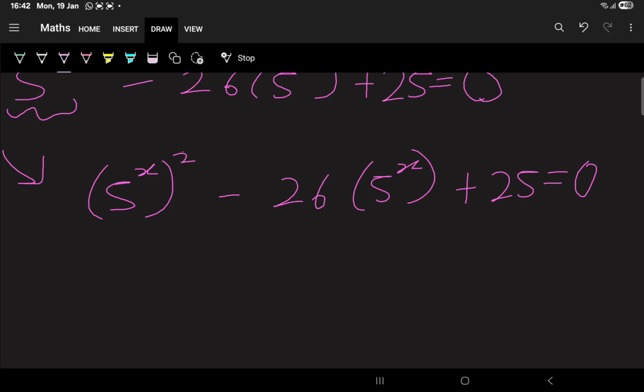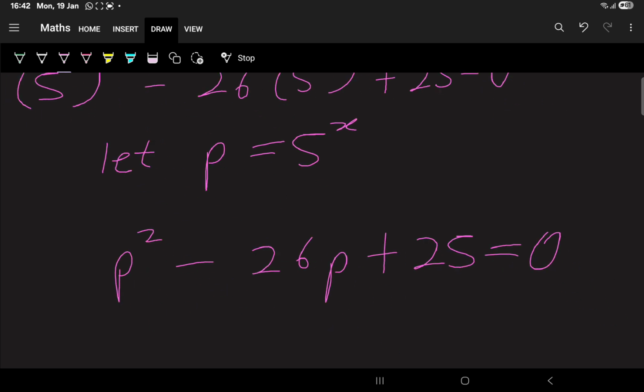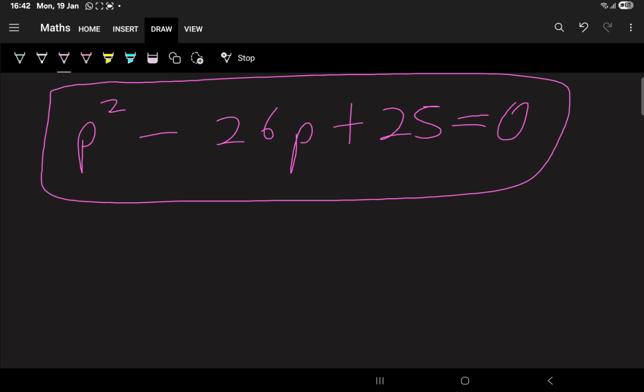Now I did this so I can easily choose a letter to replace 5 to the power of x with. So I'm going to choose p. Let p equal 5 raised to the power of x. Now, substituting 5 raised to the power of x with p, I have p squared minus 26p plus 25 equals 0. And now looking at this, you can quickly notice we have a quadratic equation right here. Now this makes solving it much easier.